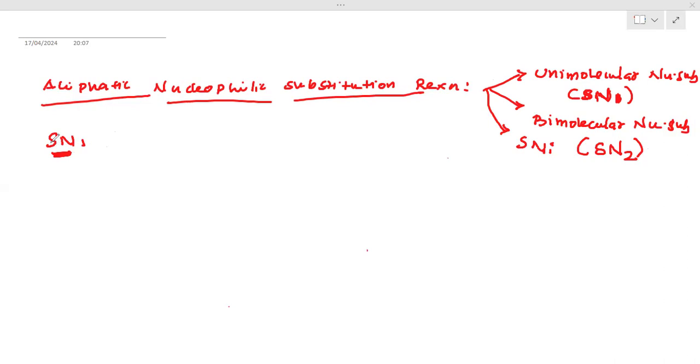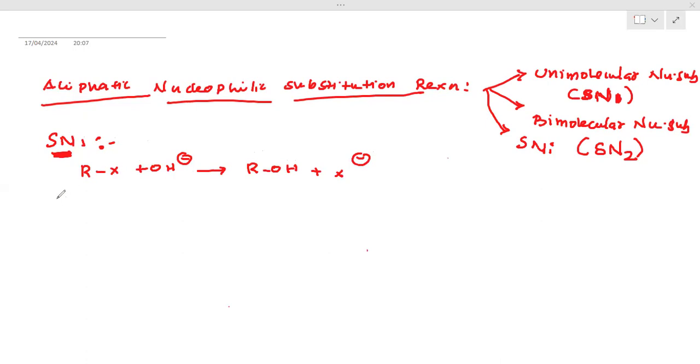In this unimolecular nucleophilic substitution reaction, we take an alkyl halide and hydroxide, leading to the formation of alcohol and a halide ion. But it does not take place in a single step. It follows a two-step reaction mechanism.